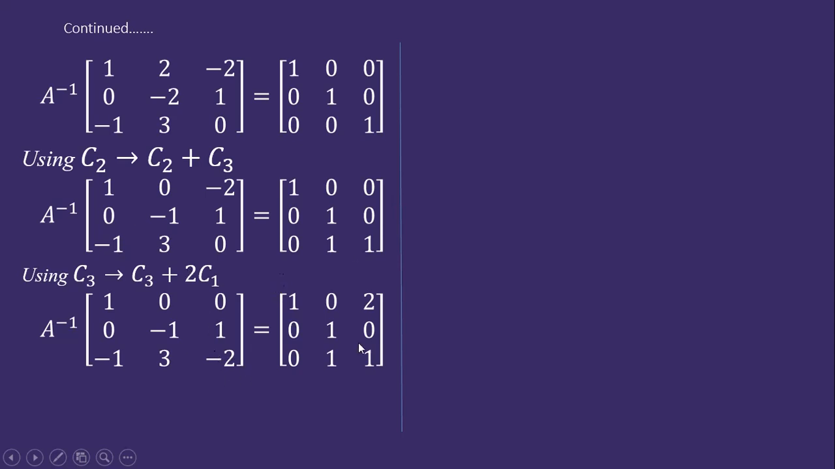Same transformation on our edges. We keep first column as it is, second column as it is. Now this transformation C3 plus twice C1: 0 plus 2 into 0, 0 plus 2 into 1, 0 plus 2 we get 2, 0 plus 2 into 0, 0 plus 0 is 0, 1 plus 2 into 0, 1 plus 0 we get 1 here. So we get this matrix equation.